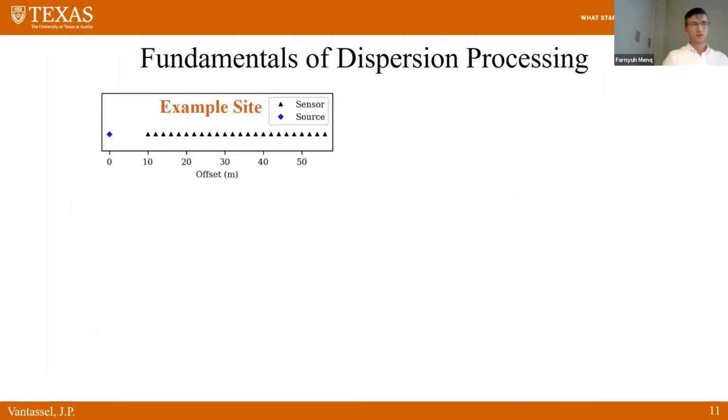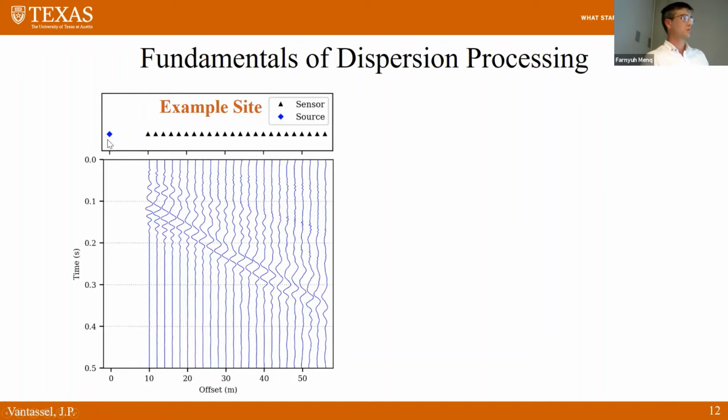So before we talk about the actual MASW results, I want to do a brief overview of dispersion processing and what's involved in it. We start by having a linear array of receivers, shown with these black triangles. Then we have a source, shown in this blue diamond. We'll record waveforms that have strong Rayleigh wave content. We'll activate that source, and that wave is going to propagate with time down the array. Here we can clearly see surface wave energy.